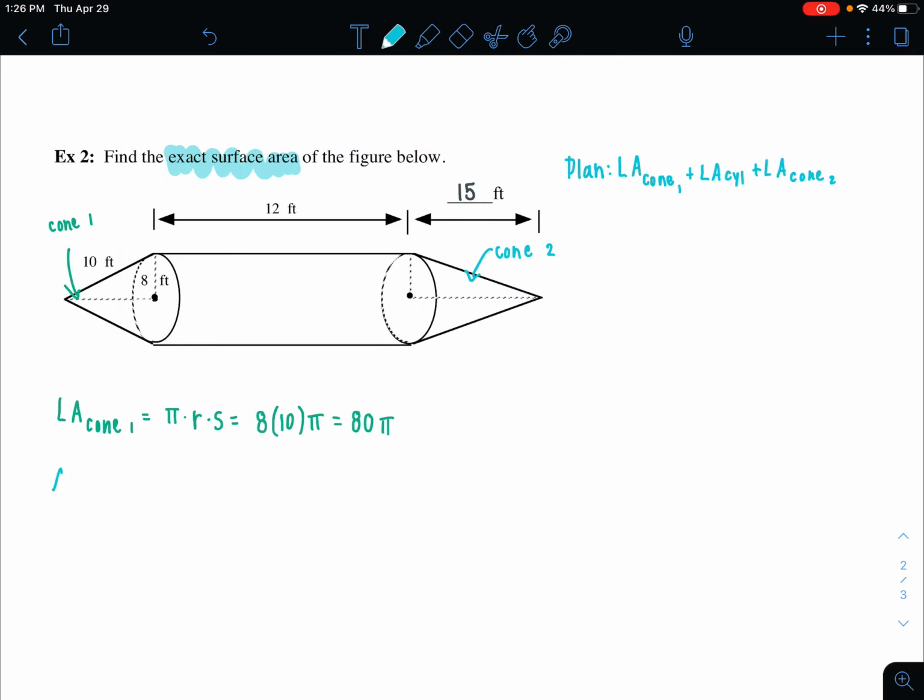Now let's figure out what's my lateral area for my cylinder. Well, we know that the lateral area formula for a cylinder is your rectangle that it creates. So we have a height of 12, and the width is always going to be my circumference. So we know the radius is 8, so 2 pi times 8. So my lateral area for my cylinder is base times height, which is 12 times 16 pi, which gives me 192 pi.